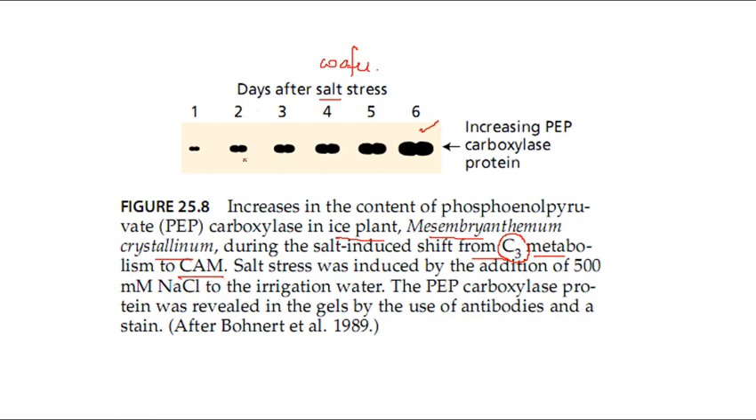This was done in lab conditions, where they induced salt stress by adding 500 millimolar NaCl to the irrigation water. They saw that after a few days there was synthesis of PEP carboxylase, which shows that they have shifted to CAM metabolism.